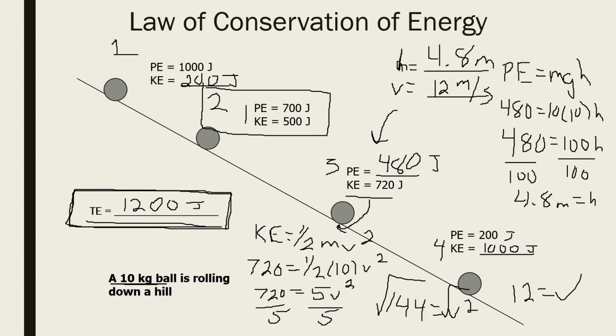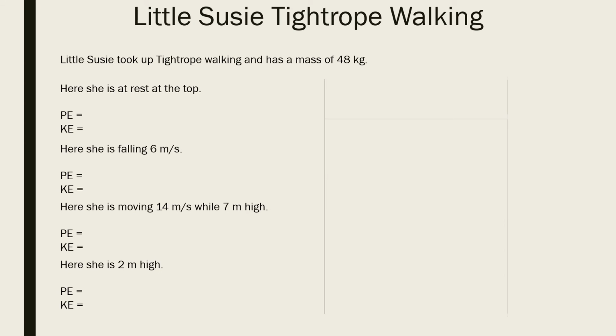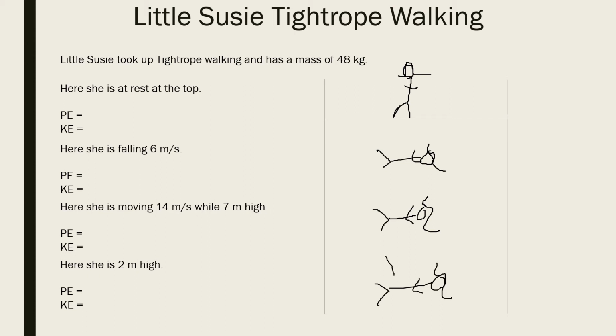So, Bizzuto, could it get any more complicated? Why, yes. Let's just say that little Susie took up tightrope walking. Here she is. She is tightrope walking. And little Susie somehow fell. And here she is fallen at 3 different points in time. So this isn't 3 different people. It's her getting faster as she falls to the ground.